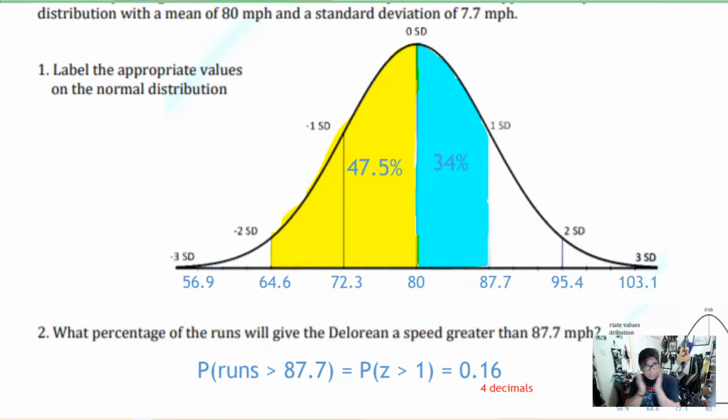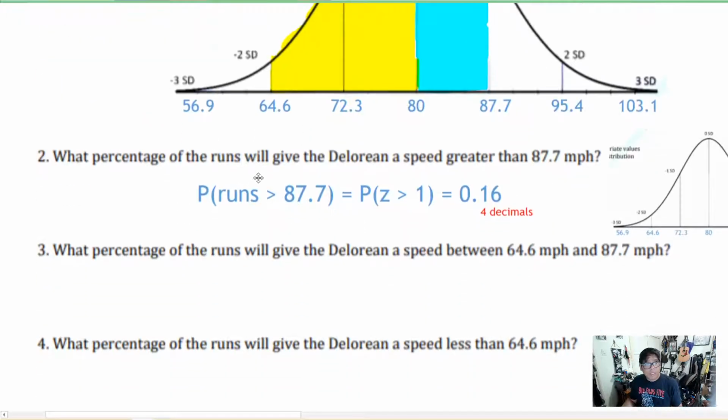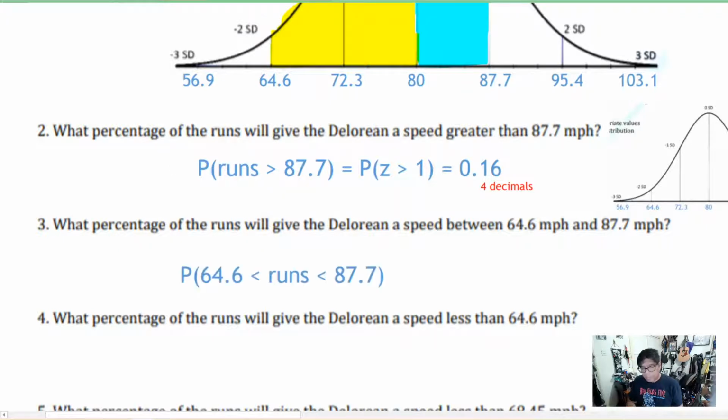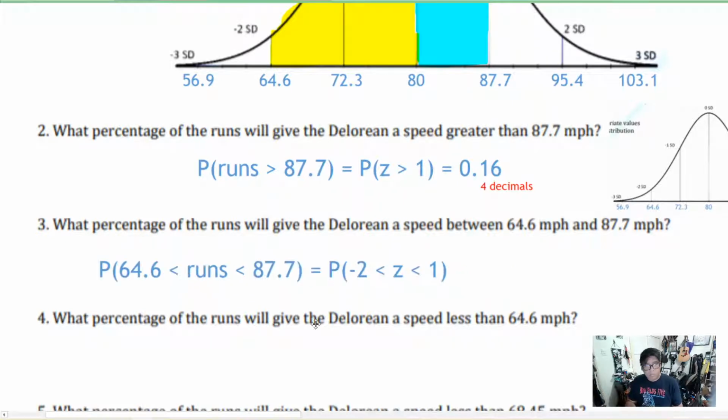So I'm ready. All I need to do is add those 2 numbers together, and that will give me the area or the percentage that I'm looking for. Let's write that down over here. So the percentage of runs that are between 64.6 and 87.7 is equivalent to the area between 2 standard deviations below the mean and 1 standard deviation above the mean. And that's equal to 34 plus 47.5, and that's 81.5%.